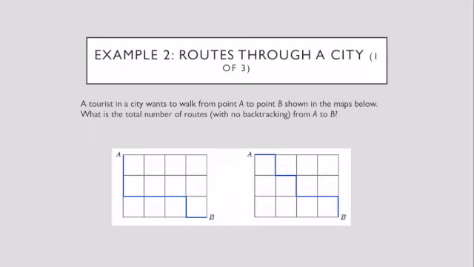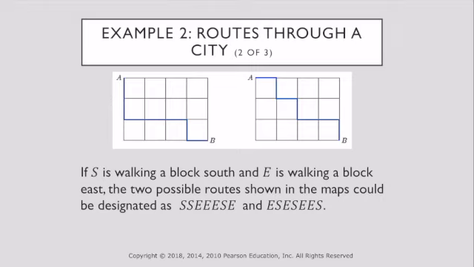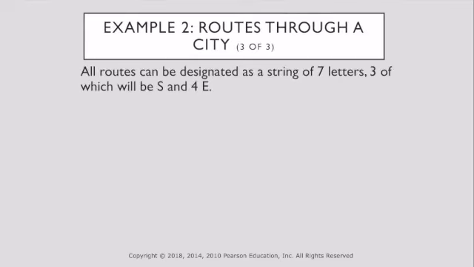So let's say S is walking a block south and E is walking a block east. So the 2 possible routes shown in this map could be designated as south, south, east, east, east, south, east, and south, east, south, east, south, east, east, south.